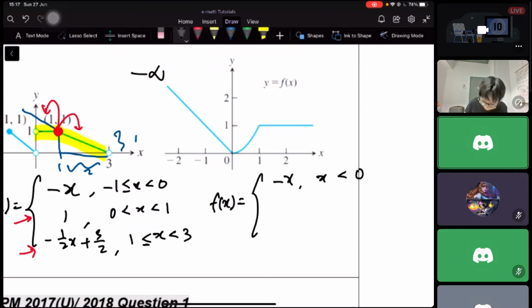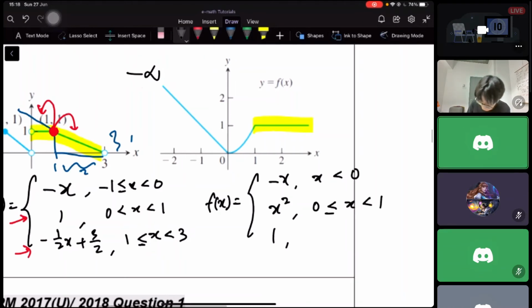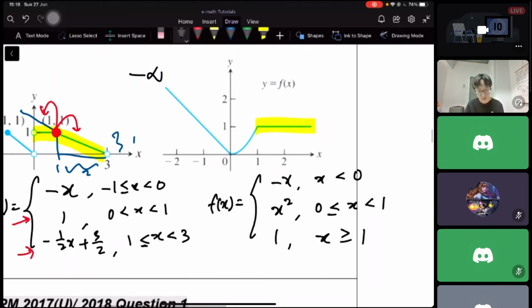Okay? And then from here to here is what? From here to here is a parabola, isn't it? x squared, from 0 to 1. Like I said, you can give the equals to any one of them, as long as when you sub in 0, you get 0, that's it. And lastly, this one is easier. y equals 1, from 1 onwards. Just write x greater than or equal to 1 and that will do.